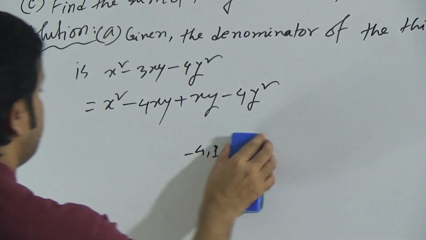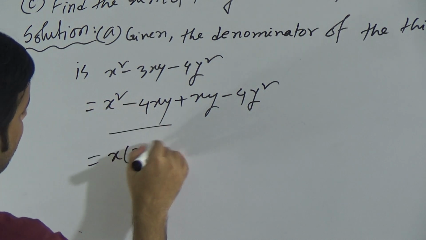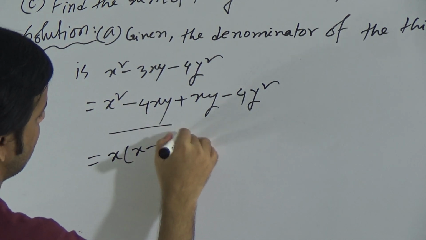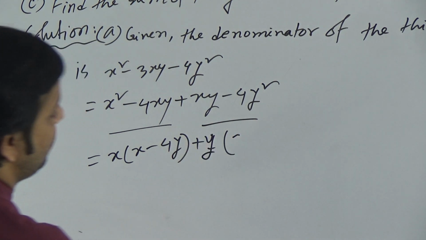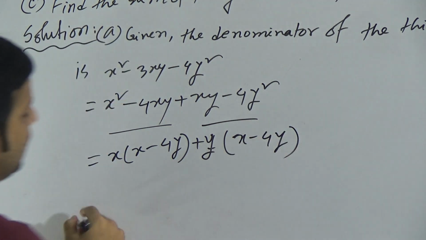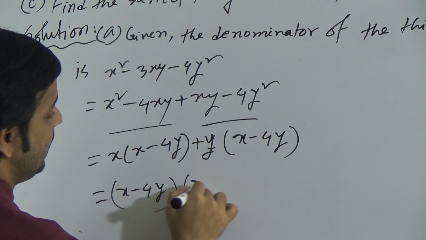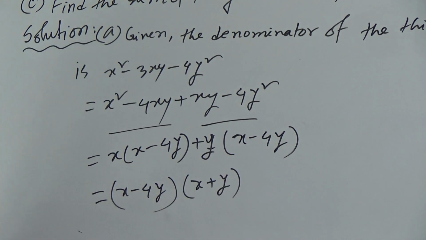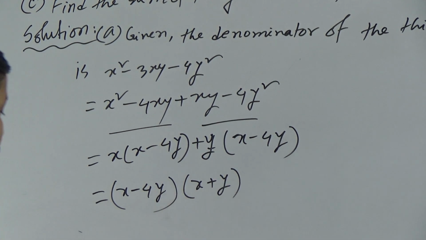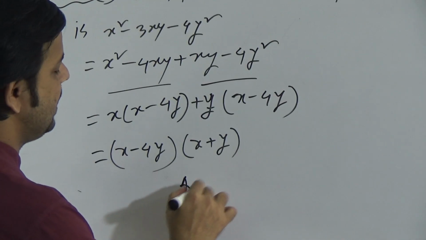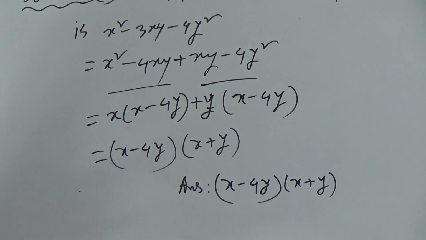Now take x as common from first two terms. From these two terms, take x as common, we will get x minus 4y, and take 1 as common from last two terms, you will get, take y as common, you will get x minus 4y. So we can take x minus 4y as common now, x minus 4y, then x plus y will be left. So here are two factors. This means this expression we can express as product of two factors. So this is done for first question. So answer of A is x minus 4y and x plus y. Dear students, I have done first question A.